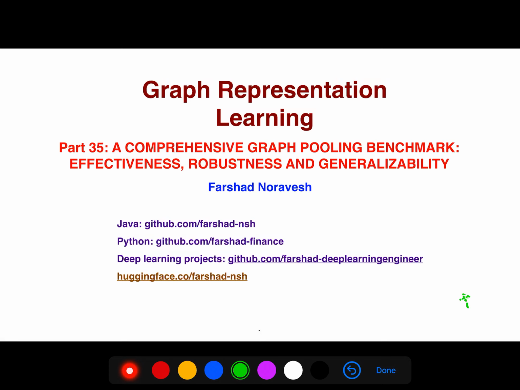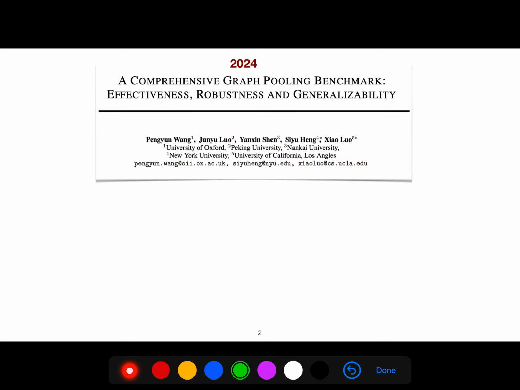Alright, so today I'm gonna be introducing a benchmark. The title of this important article is A Comprehensive Graph Pooling Benchmark: Effectiveness, Robustness, and Generalizability. This paper is from 2024.